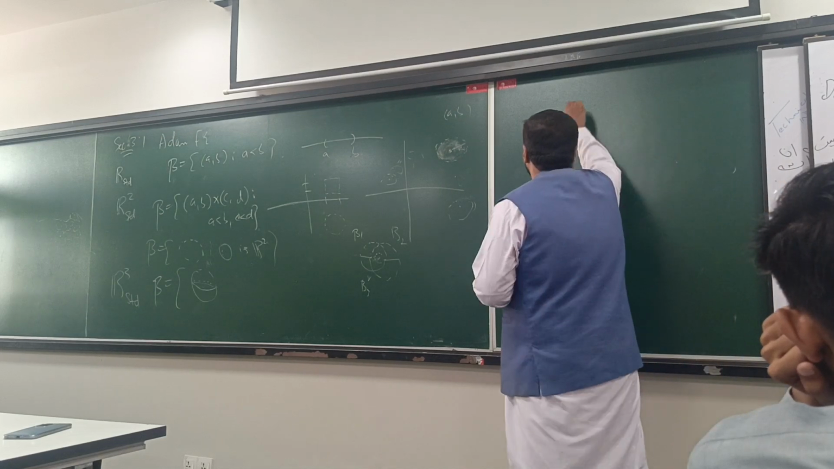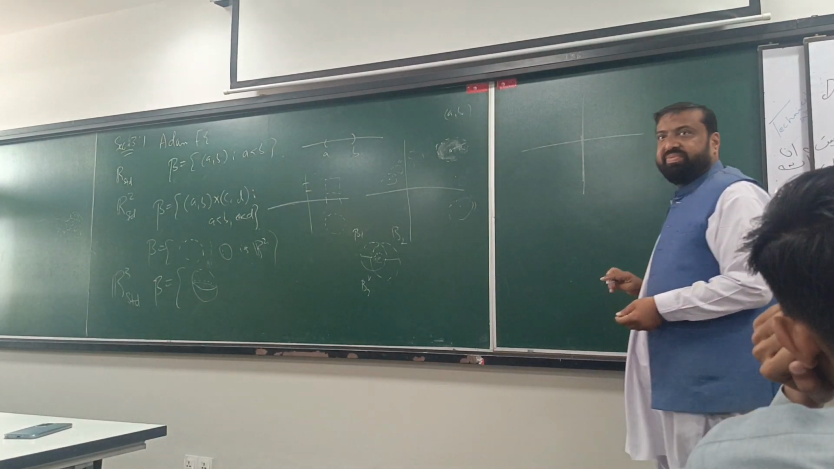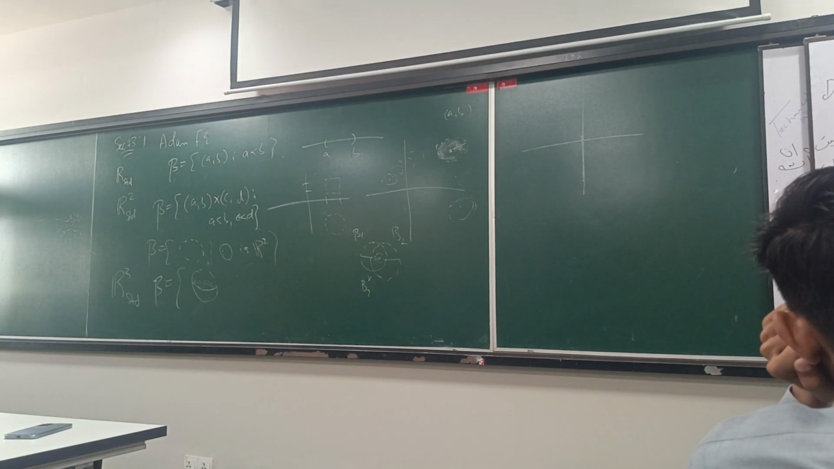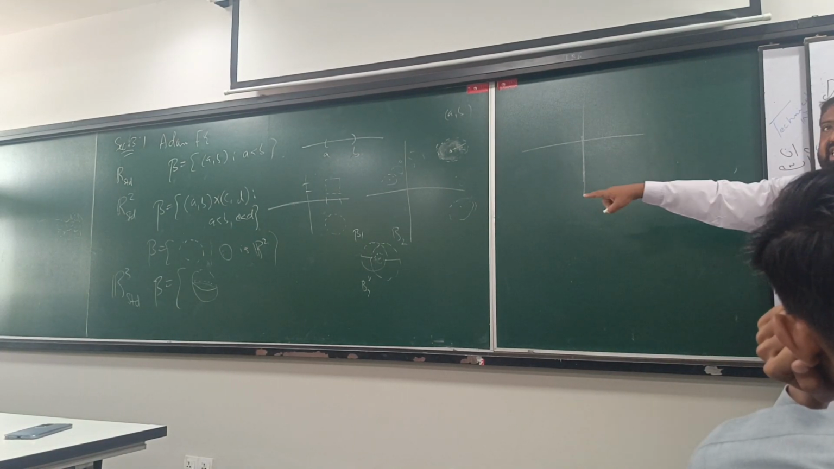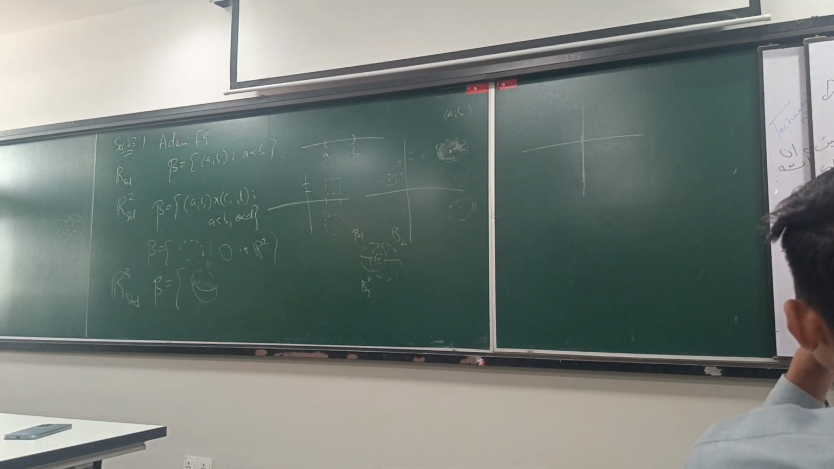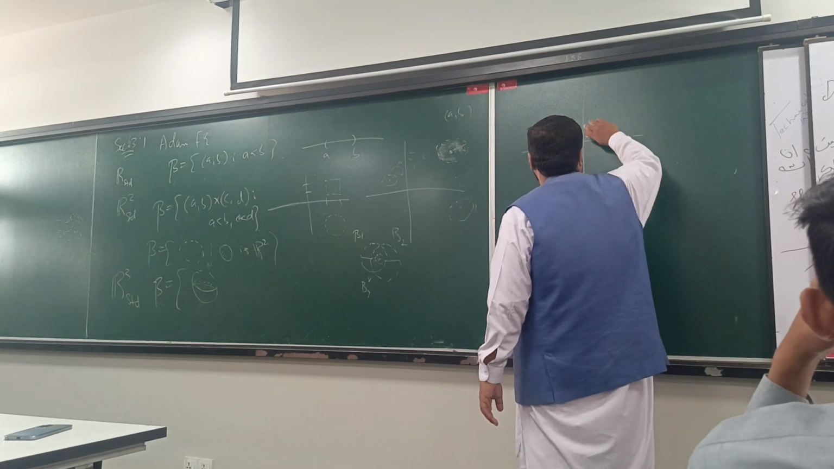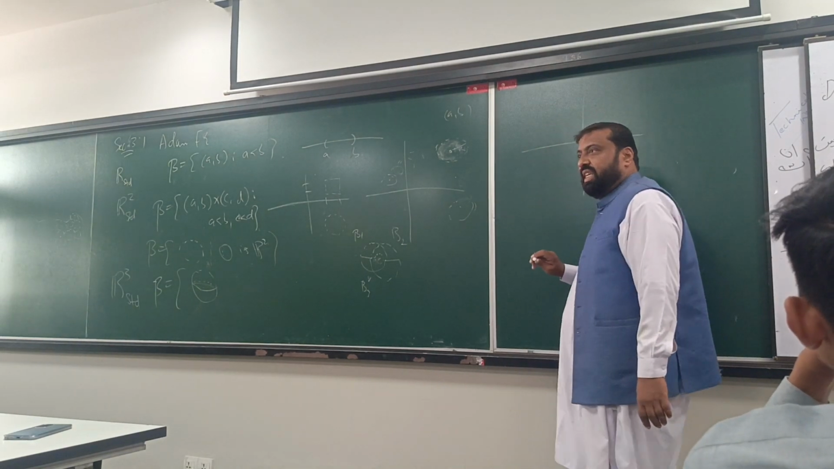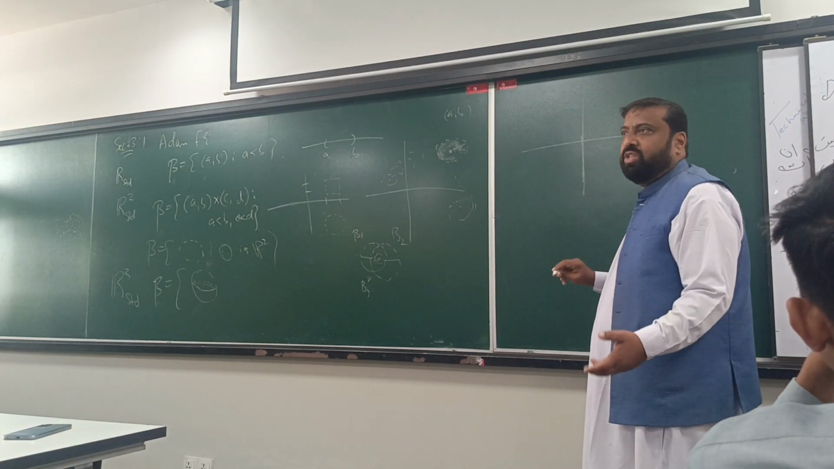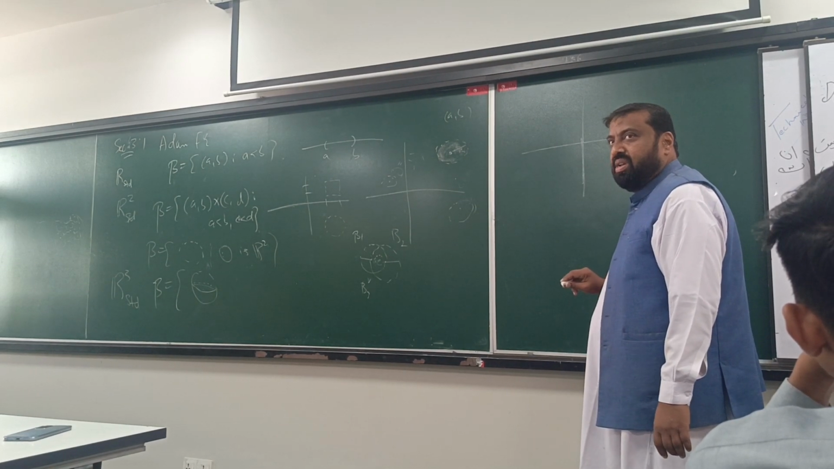So R2 is a topological space. Okay? R2 is a topological space. It's the standard topology. Topology has bases and disks. Now, let me take a subset of R2. Okay? So give me a subset of R2 actually.